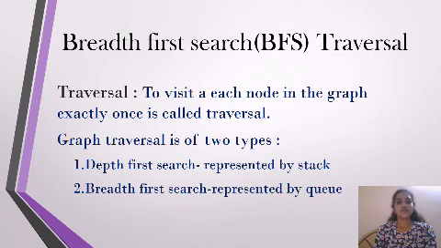Today I am going to discuss breadth first search traversal. Traversal is to visit each node in the graph exactly once. Graph traversal is of two types: depth first search, which is represented by a stack, and breadth first search, which is represented by a queue.